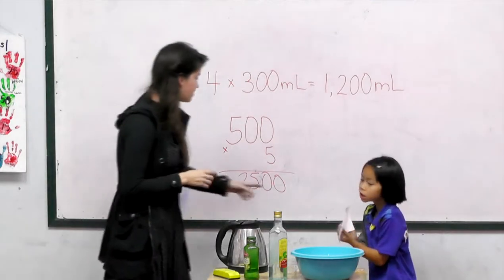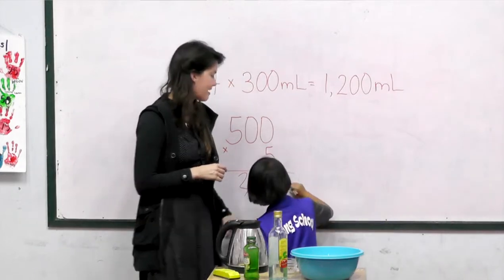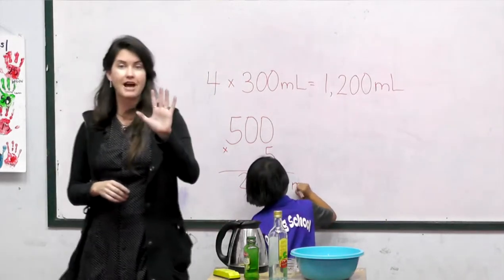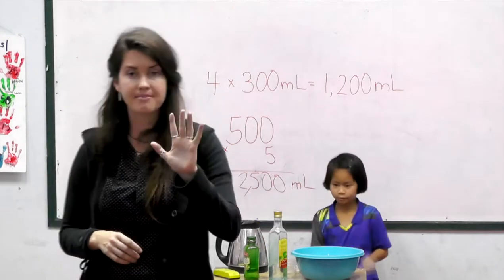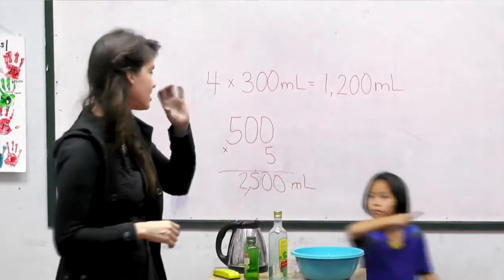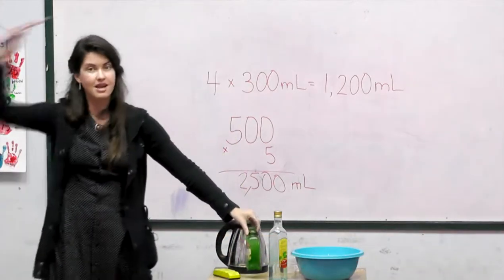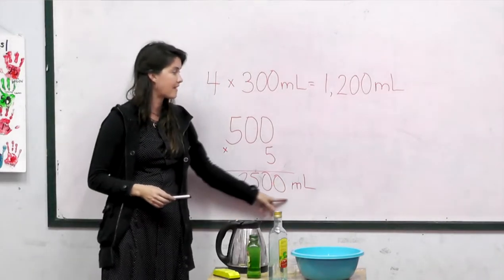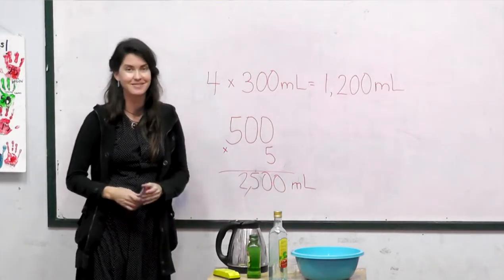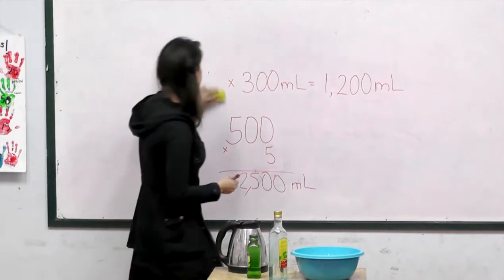2,500. What 2 letters do we need right here? ML. Very nice. We had 5 friends. They each got to drink 500 milliliters of soda. All together, they had 2,500 milliliters. Good job, friends. Okay, we're going to do division.